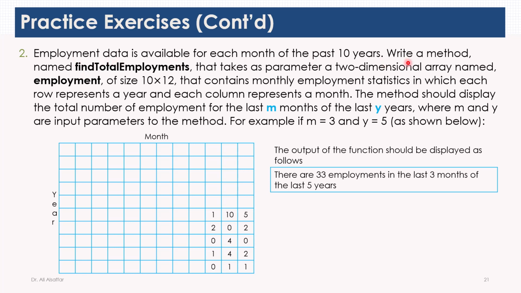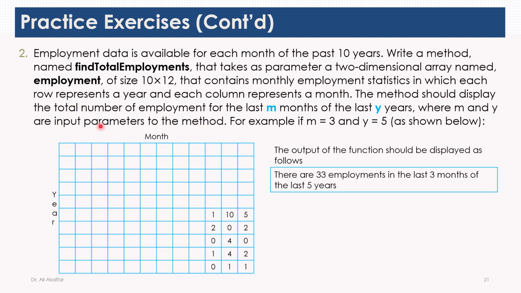Let us see what is required from the problem. It says write a method. So a method needs to be written named find total employments. So we need to find the total, which is the sum. This method takes as a parameter a two-dimensional array named employment. This is the name of the array of size 10 by 12 that contains monthly employment statistics. So inside we have the number of employments, which is called employment data, statistics about employment for certain years and certain months.